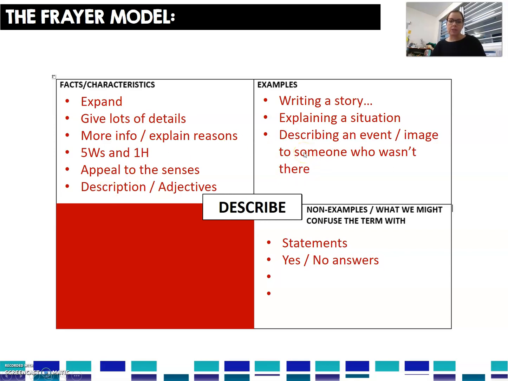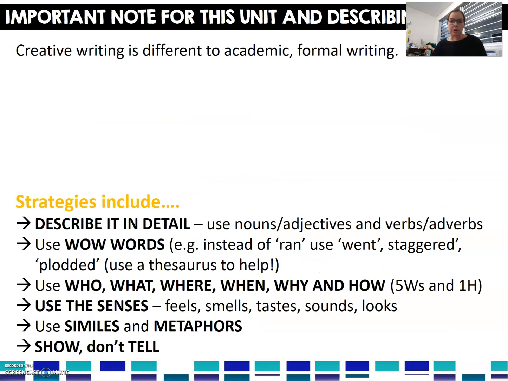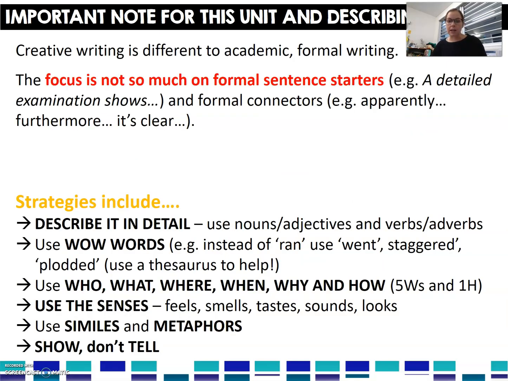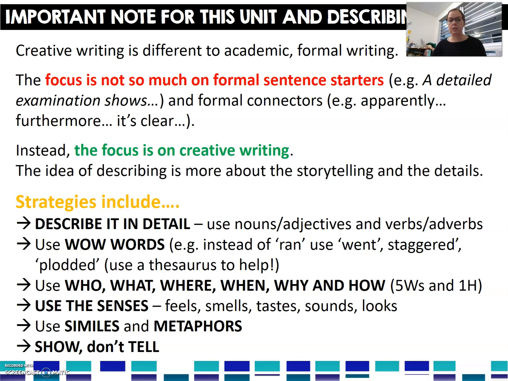Some other examples include describing an event or image to someone who wasn't there, or explaining a situation. What it is not: it's not just statements, it's not yes-no answers, it's not simple descriptions where you're telling your reader what's happening rather than showing them and painting the picture of that. For the context of this unit, it's about creative writing, so it's much less about formal sentence starters like "a detailed examination shows" or connectors like "apparently," "furthermore," "it's clear," etc. It's much more about creative writing. So the idea of describing is about storytelling and the details.